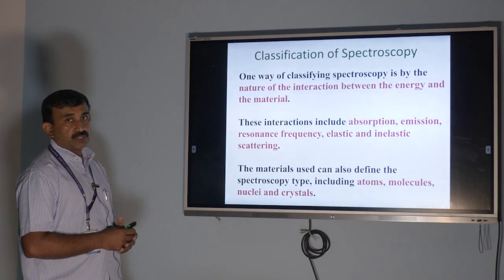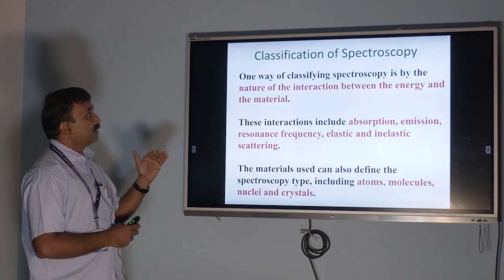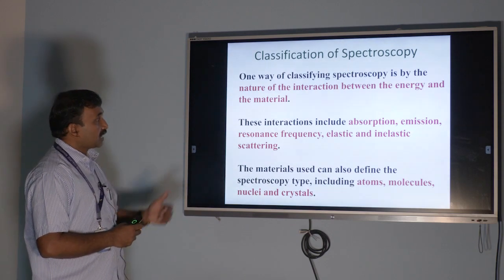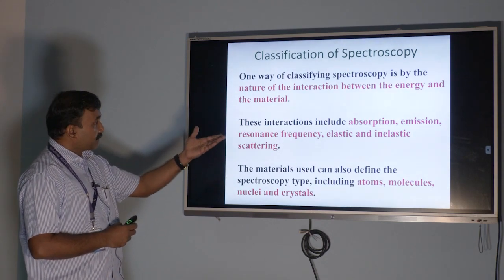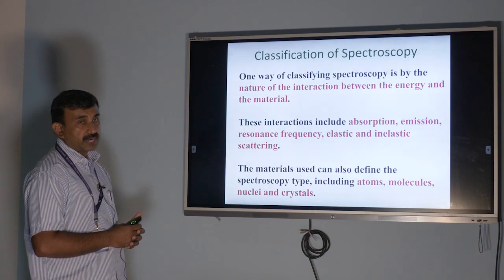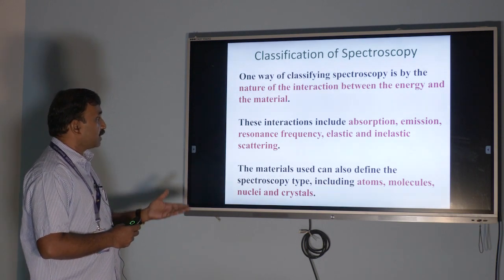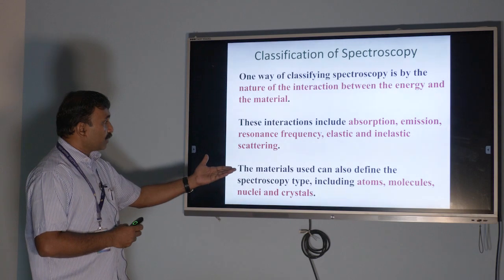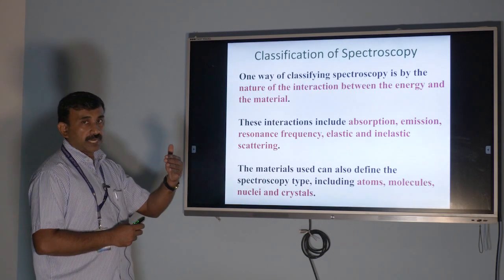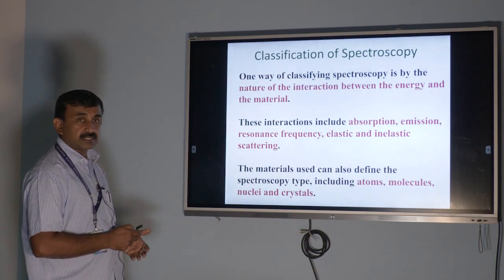Coming to the classification of spectroscopy. One way of classifying spectroscopy is by the nature of interaction between the energy and the material. These interactions include absorption, emission, resonance frequency, and elastic and inelastic scattering of radiations. Another way of classifying spectroscopy is based on the type of matter, that is atoms, molecules, nuclei and crystals.